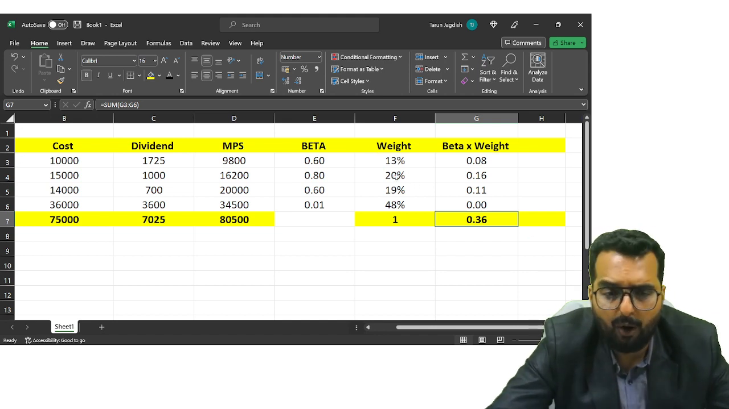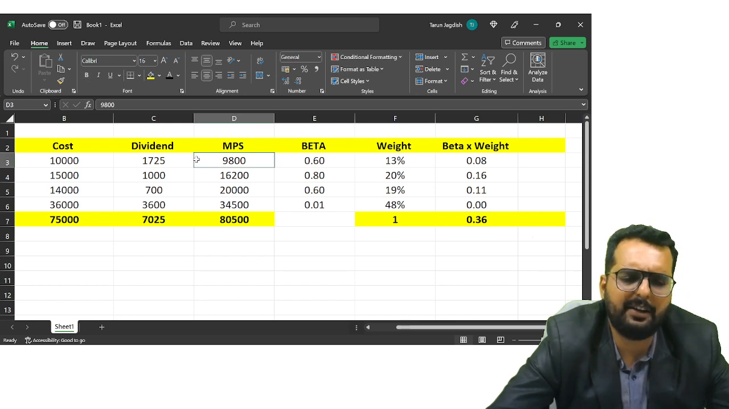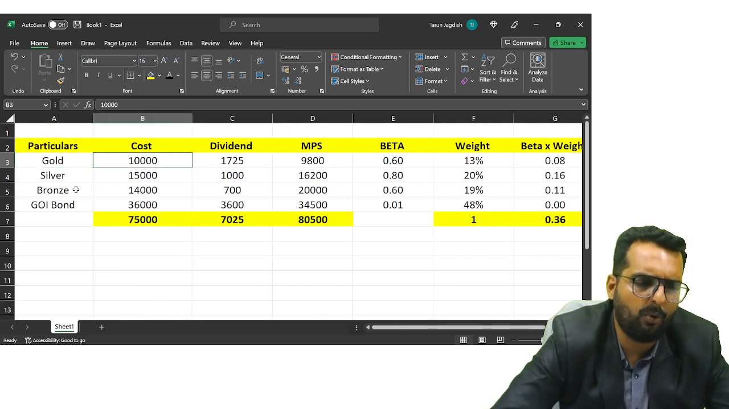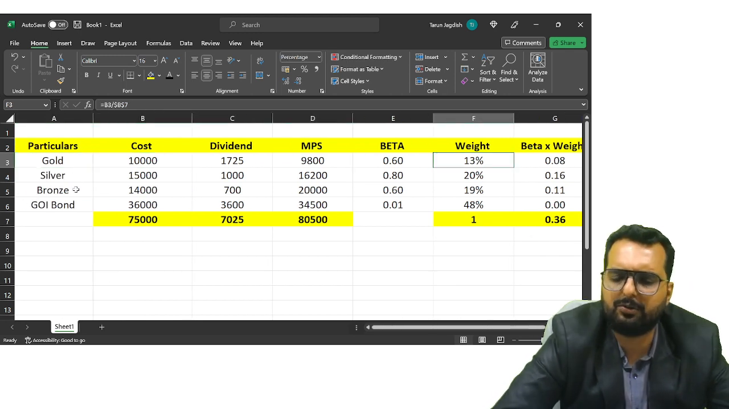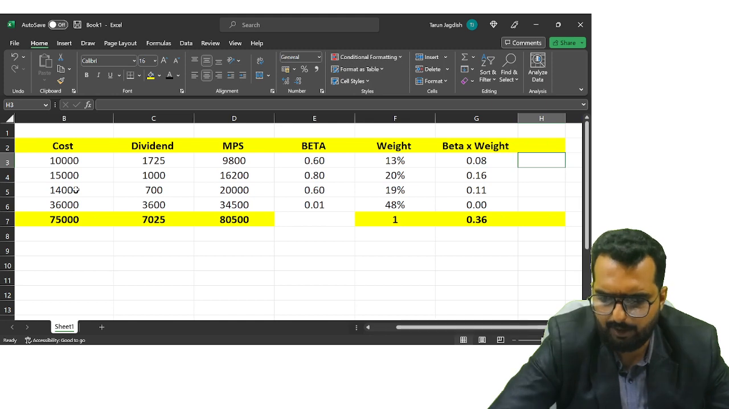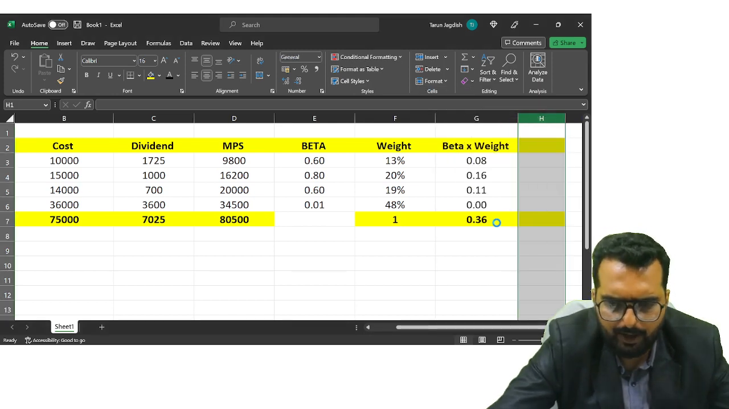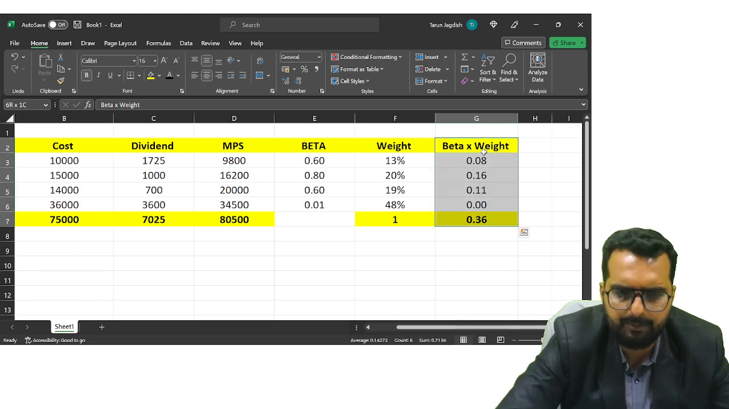George, how did I decide that cost? Normally the weights are always based on the amount invested, right? So if I have put 75,000, I have put 10,000 in the first bond, first gold. So my weight for gold is actually how much? 13%. Am I right? Correct? Okay. So friends, I believe you are clear with this part. I'll just copy paste it in my notebook.